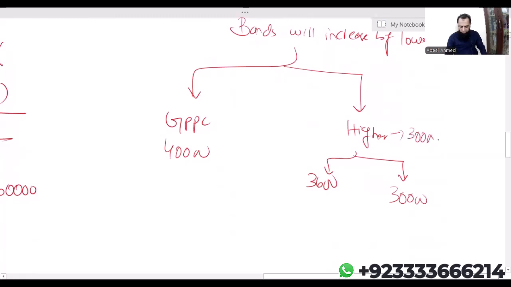Now listen carefully. This 30,000 and 40,000, both of them will be compared, and the bands will increase by the lower of. Can I say this time the basic and higher rate bands will increase by 30,000? Because the rule says bands will increase by the lower of. So this time it is not the gross PPC amount; this time it is 30,000.